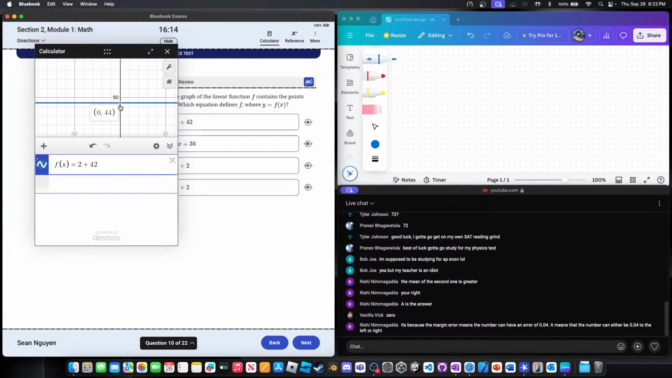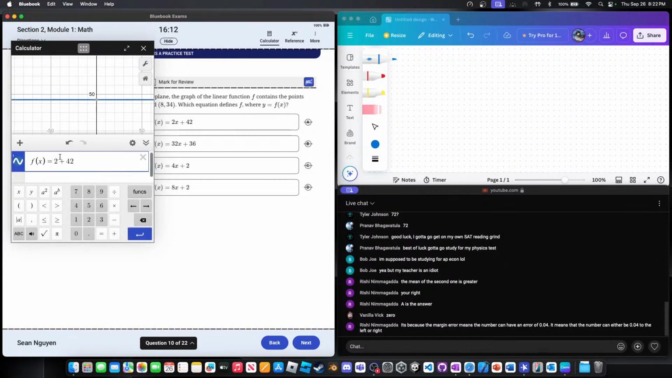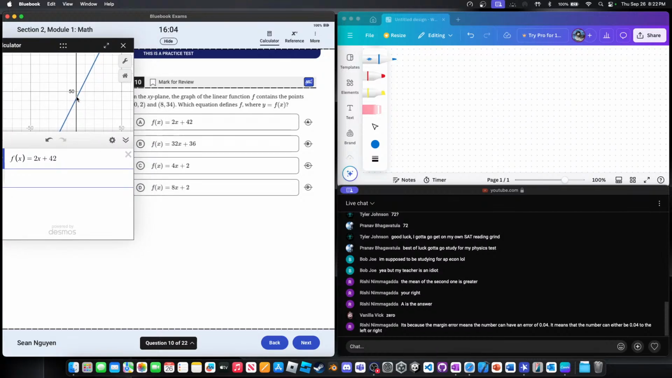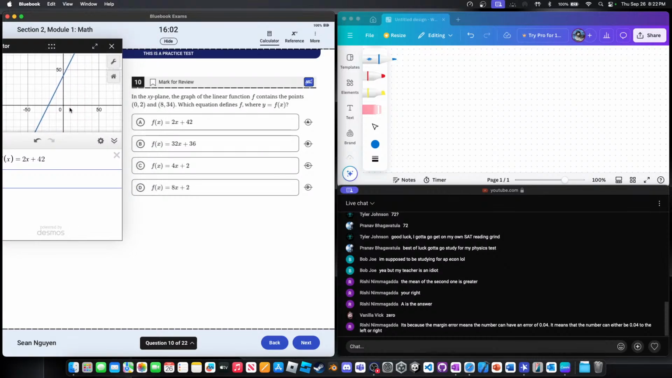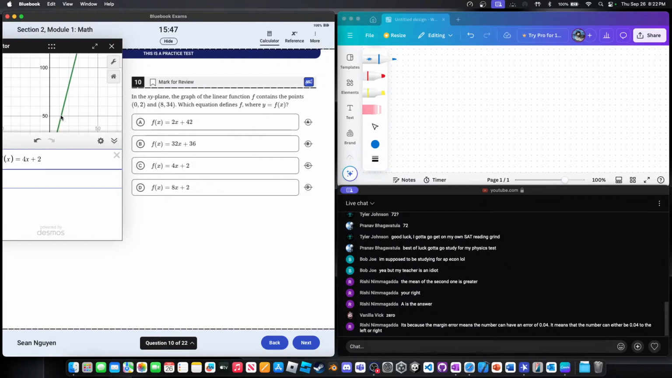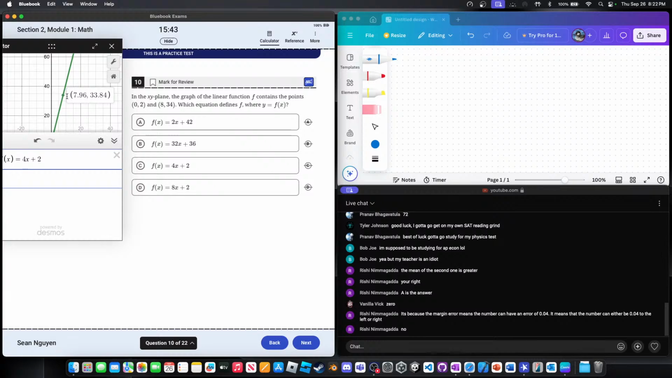Okay, this is linear. No, wait. There. 0, 2. Nope, no 0, 2. Let's do f of x is equal to 4x plus 2. Okay, we got 0, 2, and 8, 34. Let's look for 8, 34. There we go. 4x plus 2.